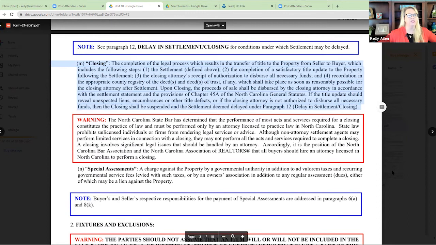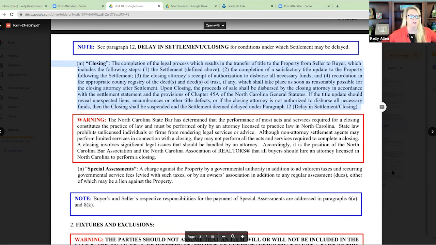Closing is defined as the completion of the legal process which results in the transfer of title, that means transfer of ownership, to the property from seller to buyer, which includes the following steps. Let's read them. Step 1, the settlement as defined above. Step 2, the completion of a satisfactory title update to the property following the settlement. That's where the attorney takes one last look to see if there were any liens or anything like that that came in at the last minute. And number three, the closing attorney's receipt of authorization to disperse all necessary funds. Number four, recordation in the appropriate county registry of the deed and deed of trust, if any. Remember, the deed of trust is what we call a mortgage, essentially here in North Carolina, if any, which shall take place as soon as reasonably possible for the closing attorney after the settlement, meaning the settlement meeting.